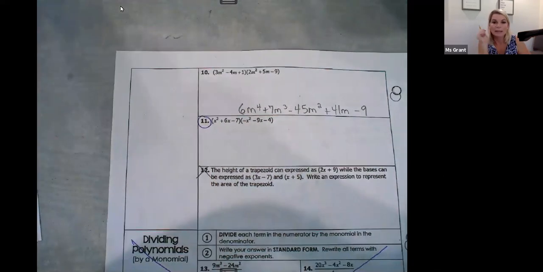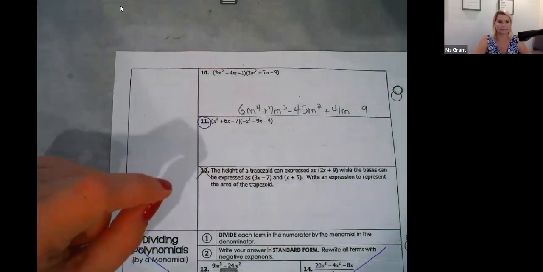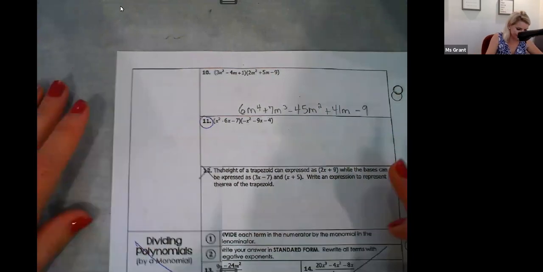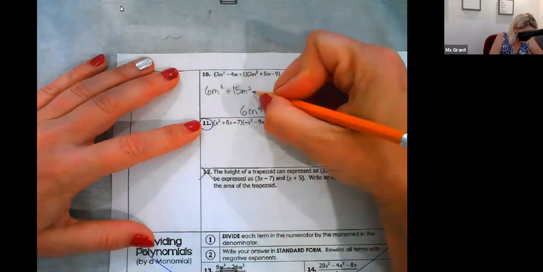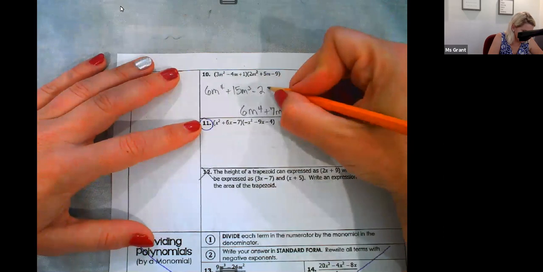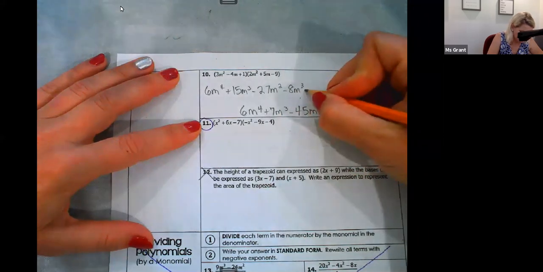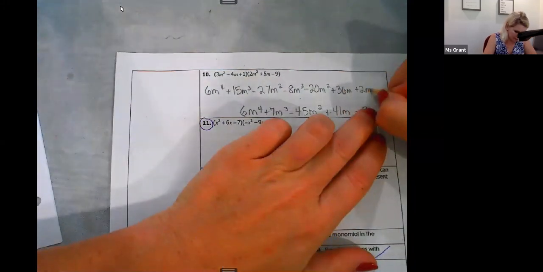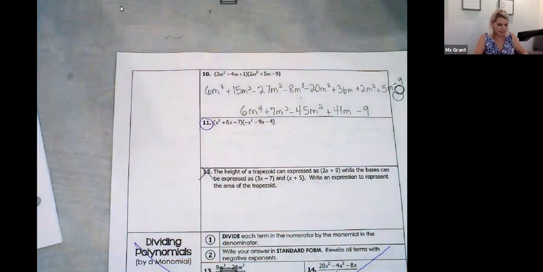Six m to the fourth plus 7m to the third minus 45m squared plus 41m minus 9. That's a lot. Okay. All right, here's how you got it. I'll write the step before it: 6m to the fourth plus 15m to the third minus 27m squared minus 8m to the third minus 20m squared plus 36m plus 2m squared, plus 5m, minus 9. And then it's simplified down to here.